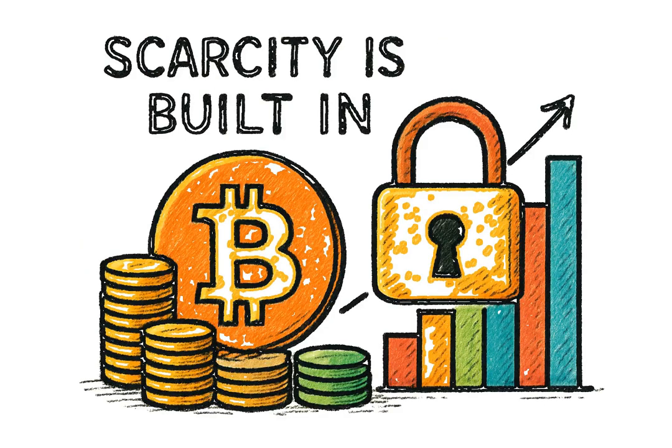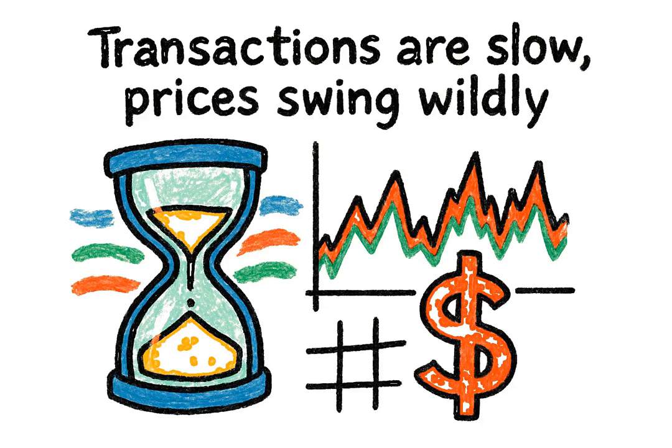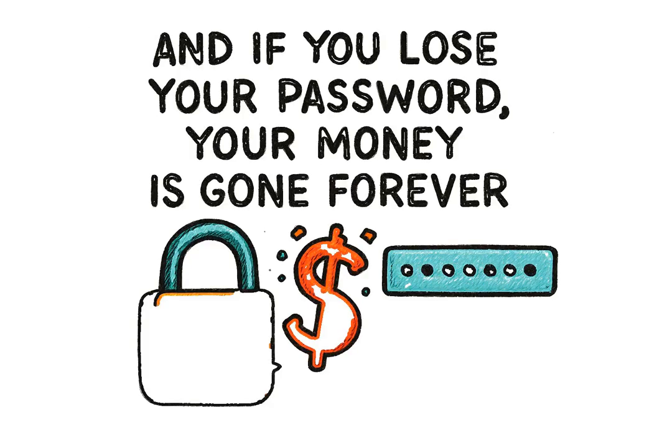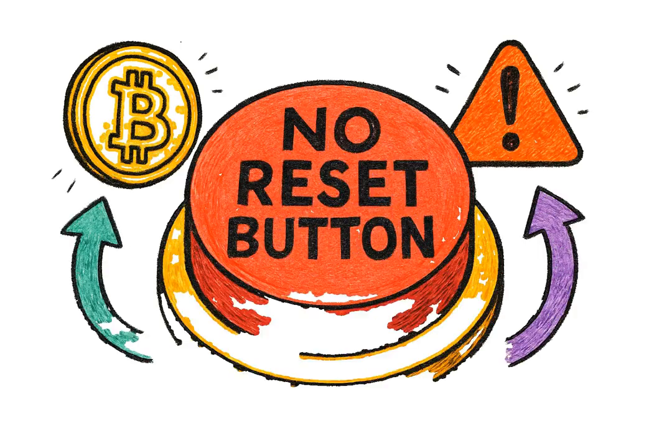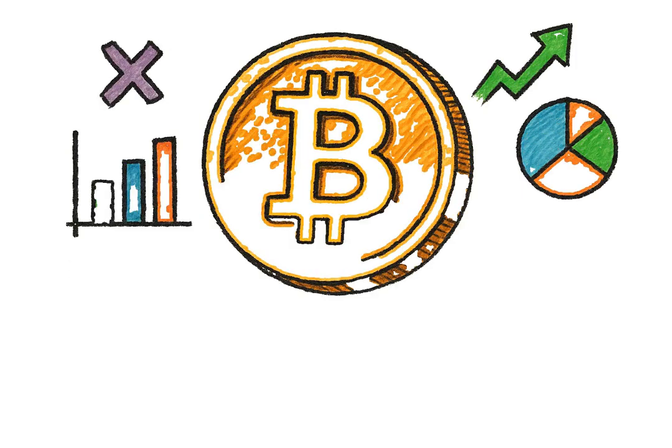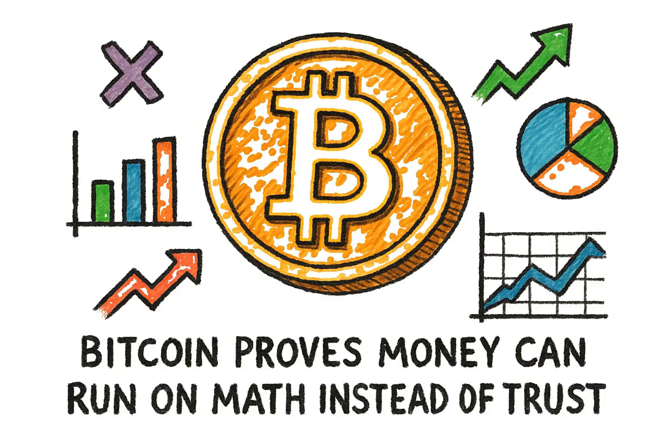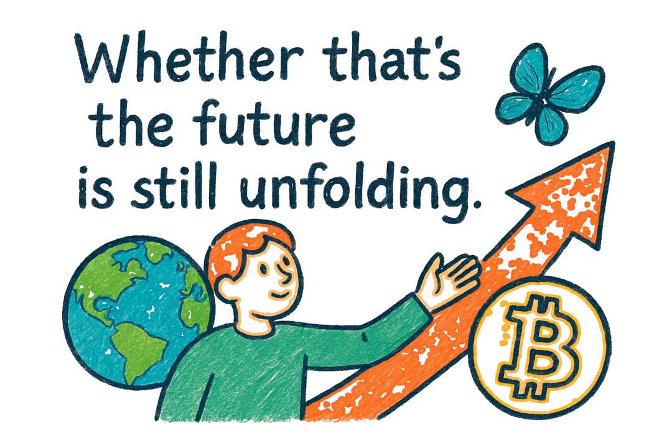Scarcity is built in. But it's not perfect. Transactions are slow, prices swing wildly, and if you lose your password, your money is gone forever. No reset button. Bitcoin proves money can run on math instead of government trust. Whether that's the future is still unfolding.